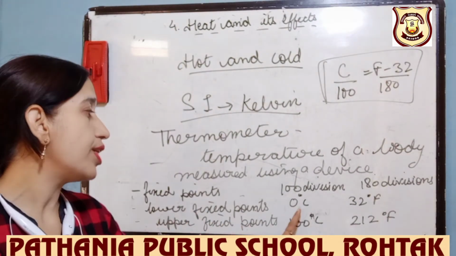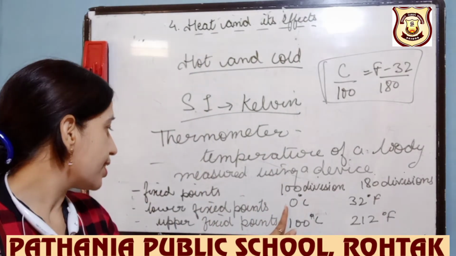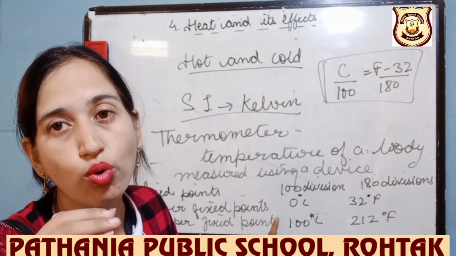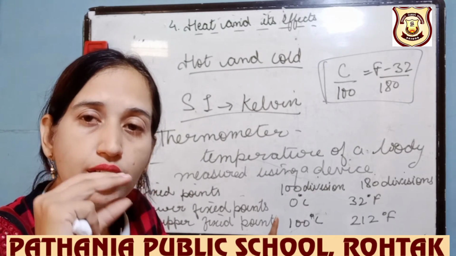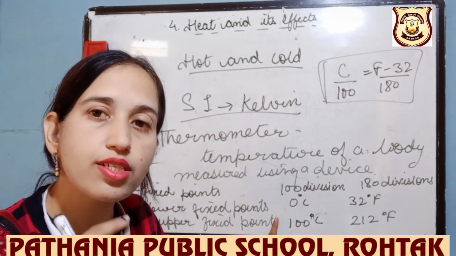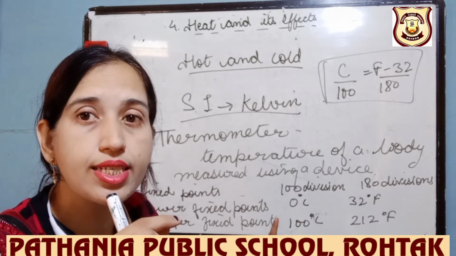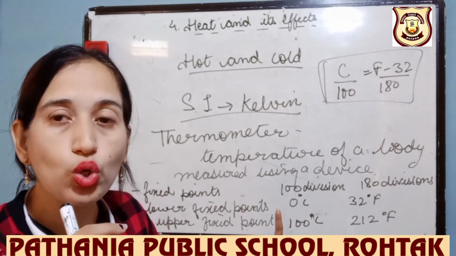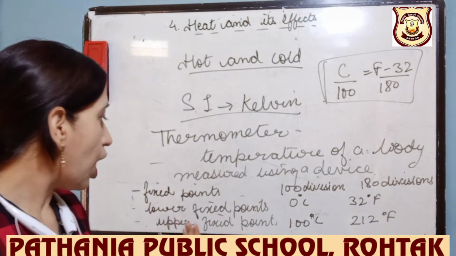In the lower fixed point, 0 degree Celsius is there. 100 divisions are there on the scale. 0 degree Celsius is the lower fixed point. See beta, at 0 degree Celsius, when we go to minus 1, minus 2, water will start freezing. This is the freezing point also, and this is the melting point also. That means if we increase the temperature from 0 degree Celsius, then what will happen? It will start melting.